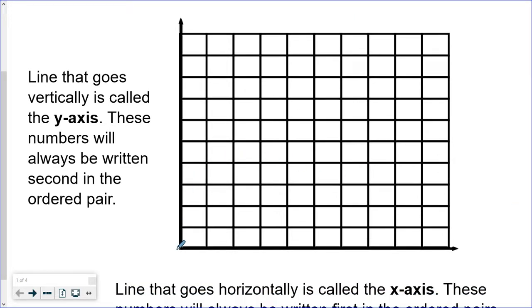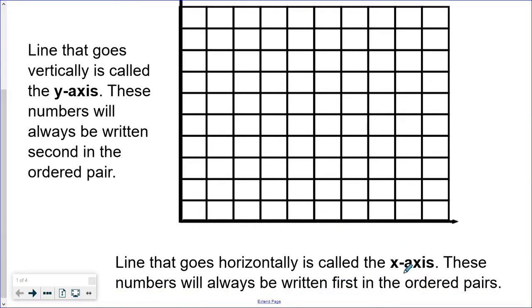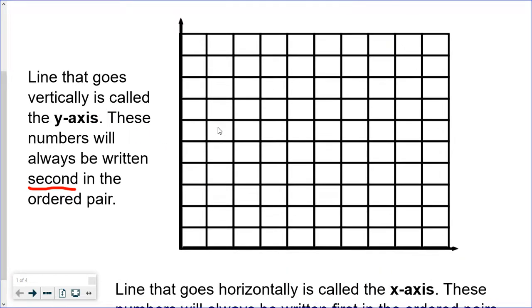If you remember from last lesson, we said that the lines that go horizontally, the ones that go across, we call this the x-axis. This is the x-axis. And whenever you go to write numbers on the x-axis, these are the numbers that are going to be written first in the ordered pair. Then we have the line that goes vertically, or the up and down one. We call this the y-axis. And whenever we go to write these as an ordered pair, these are the ones that are going to be written second. So the x-axis number is going to be written first. The y-axis number is always going to be written second.